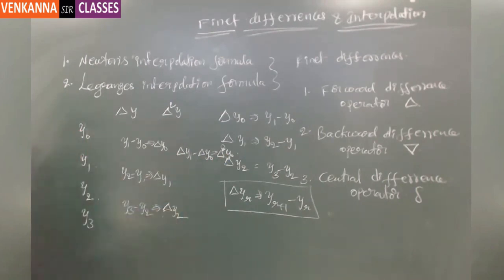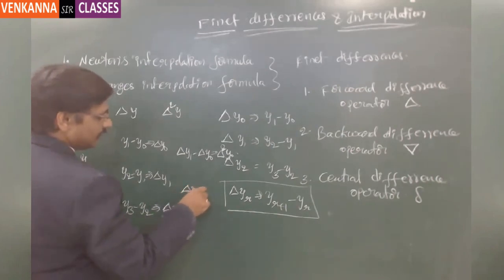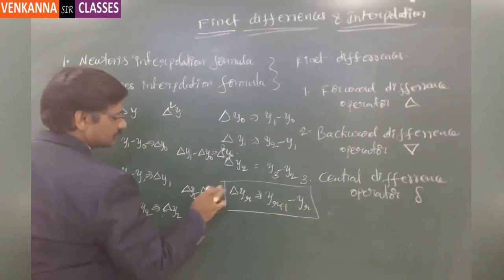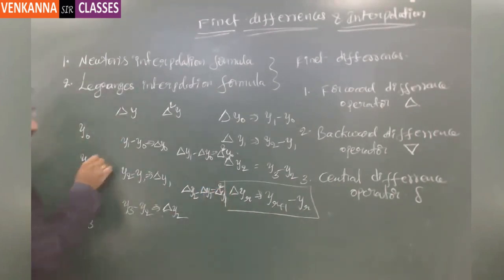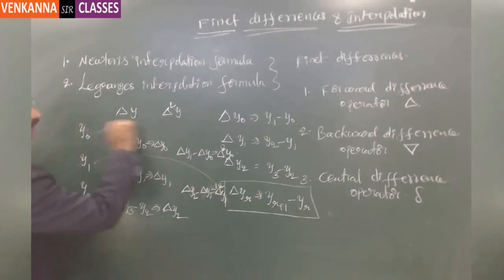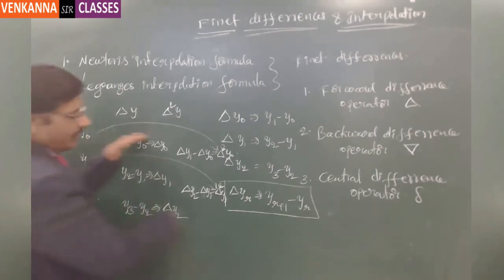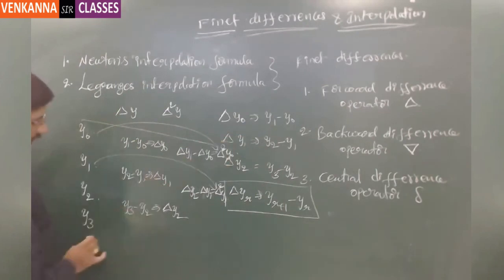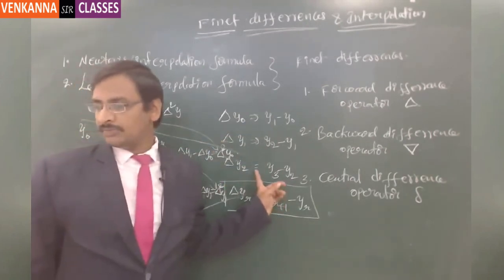And here the difference between these two, that is delta y2 minus delta y1, is called delta square of y1. So if you notice, this will always come, and this is a kind of triangle that is going to vanish out. So this is the kind of triangle you are going to get, and finally it will vanish at a certain point. Got it?